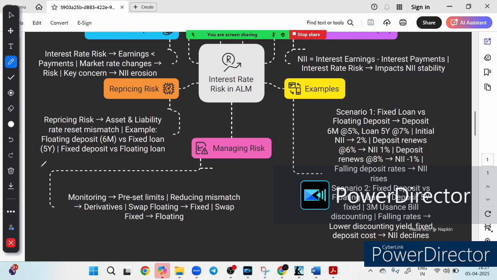Now friends, how to manage the interest rate risk? Banks take some proactive steps to minimize the risk. They monitor preset limits. They use something called derivatives, and they use swaps, fixed to floating or floating to fixed. That swapping is a method.